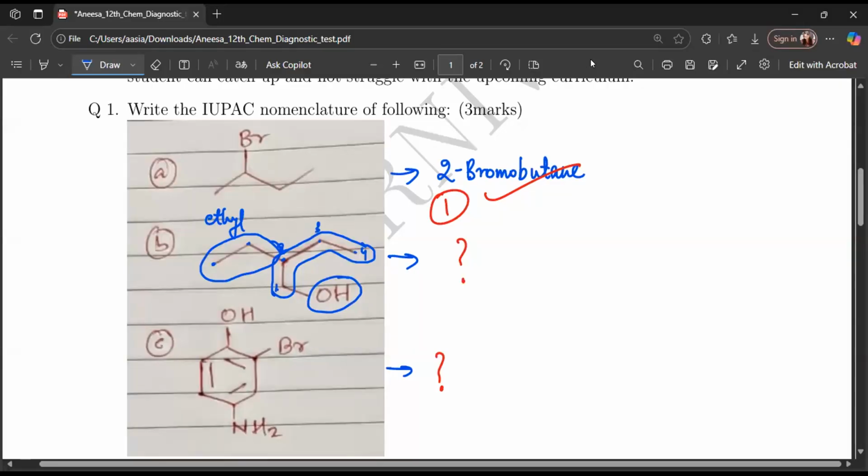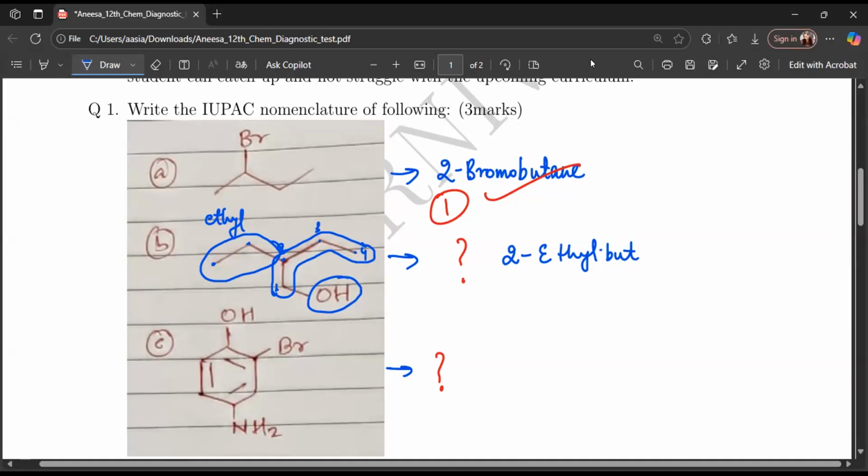So how can we write it? Just write down the name: 2-ethyl. Now you will write down the root word. What is the root word? The root word we basically use for the parent chain. The parent chain is 1, 2, 3, 4, a four carbon chain. So for four, what do we use? Yes, but. Very good. We use but. So 2-ethyl butane.